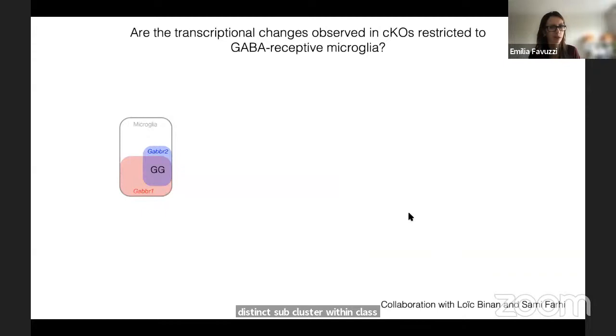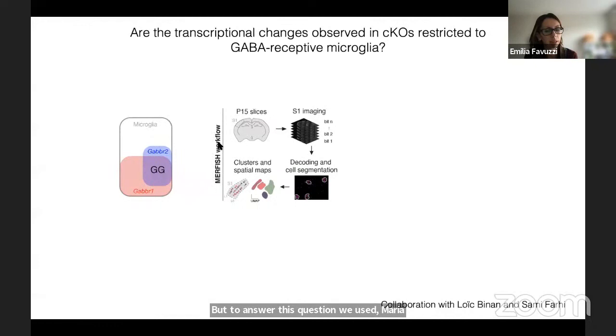Unfortunately, we couldn't answer this question using single-cell RNA-seq because the expression of GABA-B receptors in microglia is very low. And so we had a lot of dropout events and an incomplete detection of GABA receptive microglia. But to answer this question, we used MERFISH profiling. This is a hybridization-based spatial transcriptomic technique. And so we did that in the control and GABA-B knockout mice.